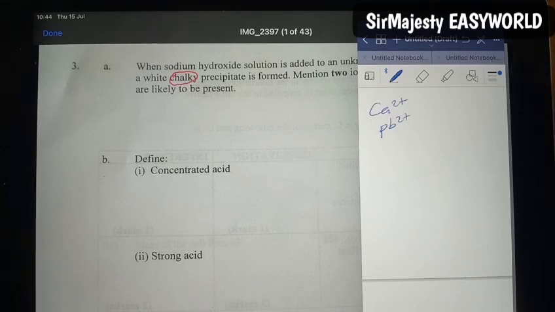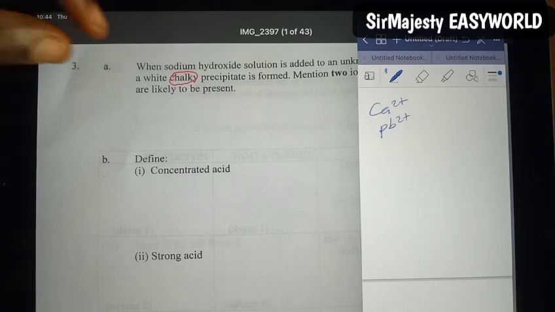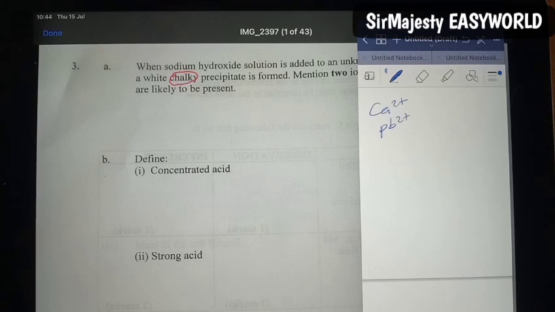I hope you got what I said about number 3A, that aluminium and zinc shouldn't be correct, because zinc gives what we call a gelatinous, not chalky, precipitate. Remember, aluminium, lead, and zinc will dissolve in excess aqueous sodium hydroxide. Why? Because aluminium, lead, and zinc are all amphoteric metals. Their hydroxides and their oxides are all amphoteric. But calcium will not dissolve in excess sodium hydroxide, though the precipitate formed is chalky. Barium will also give you a chalky precipitate from experience.